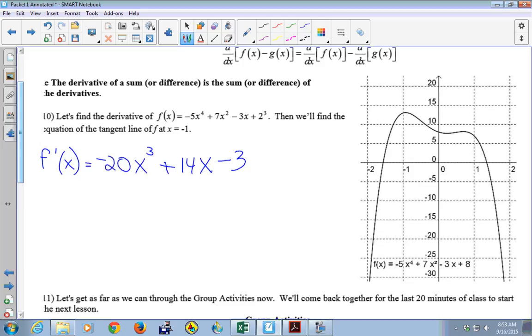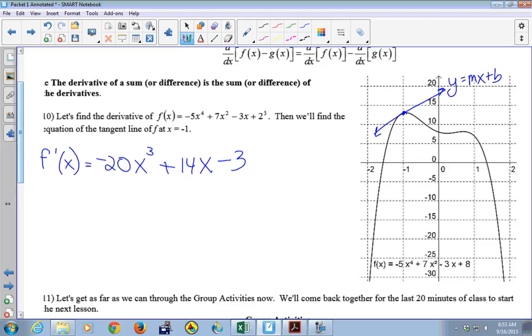So here's my picture of f. Go to x equals negative 1. There's my point on the graph, and I would like the equation of the tangent line. Not just the slope, right, but the equation of that line. So what's the equation of a line? Y equals mx plus b, yep. So that's what I want. I want to know the equation of that line, which means I need to know its slope, and I need to know its y-intercept.